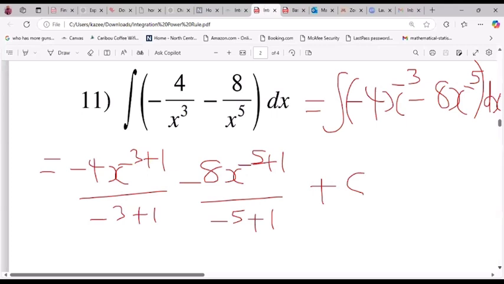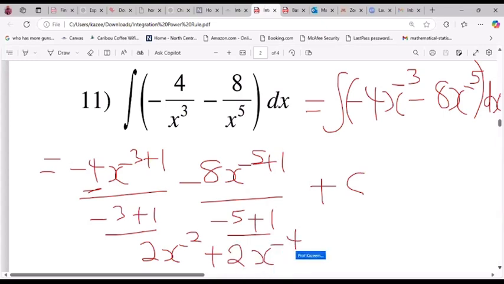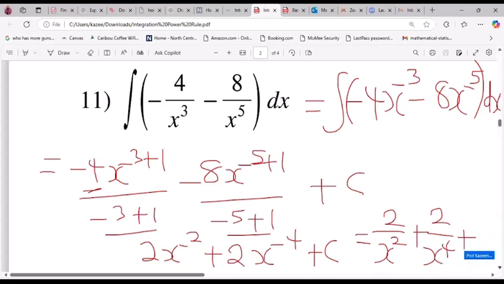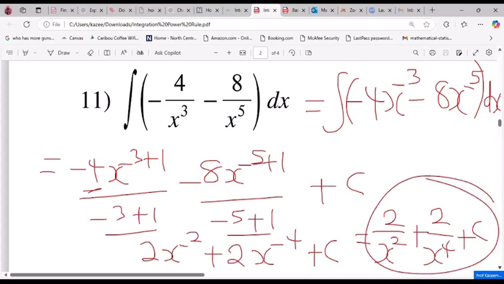So right now, it's going to be negative 4, right? It's going to be negative 2. So that's going to be 2, right? It's a power negative 2. And here, the denominator is negative 4. So that's going to be 2, right? x to the power negative 4 plus c. So if I want to rewrite that, I can do 2 over x to the power 2 plus 2 over x to the power 4 plus constant. Okay, so that's how to do that. That's super cool, right?